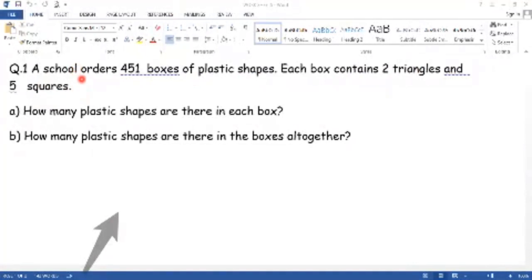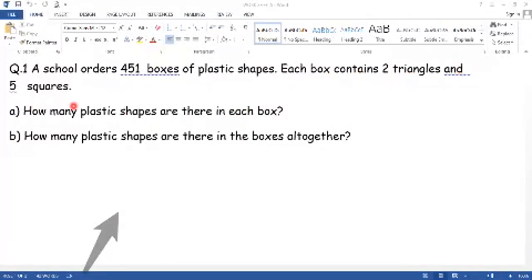A school has ordered a number of boxes of plastic shapes to explain something to their students. Each box contains two triangles and five squares. Part A: you need to figure out how many plastic shapes are there in each box. Sometimes students read the word each and say, ma'am, we are going to divide. No, in this word problem each simply means how many plastic shapes are there in one box.